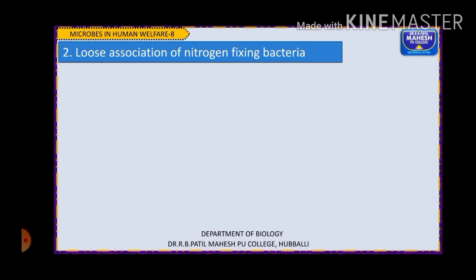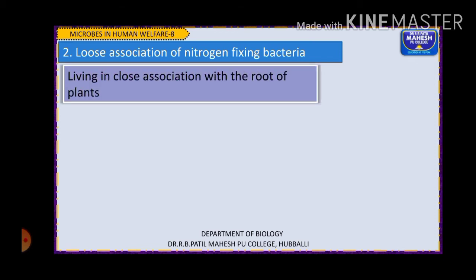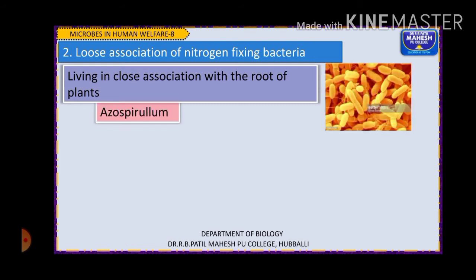Next, we will see the loose association of nitrogen fixing bacteria. There are certain soil bacteria living in close contact with the roots of cereals and grasses. They also help in nitrogen fixation. This association is loose mutualism. You can also call it associative symbiosis. They are not completely attached; as I told you, they are in just a close association.